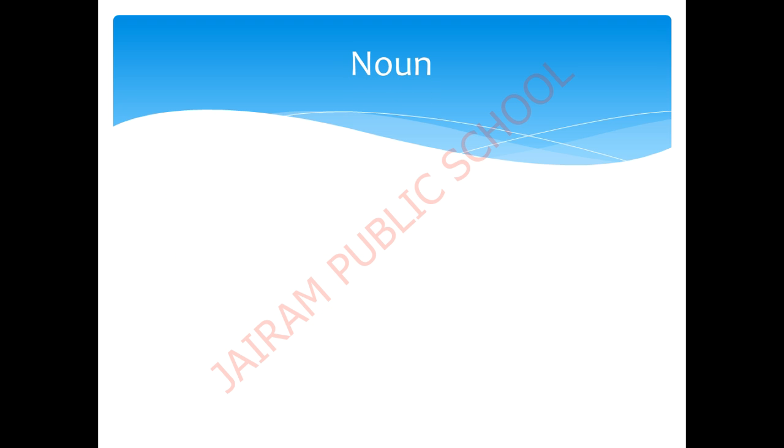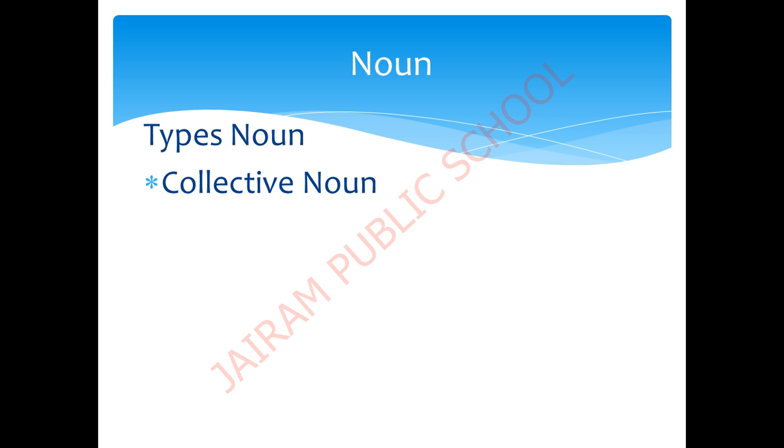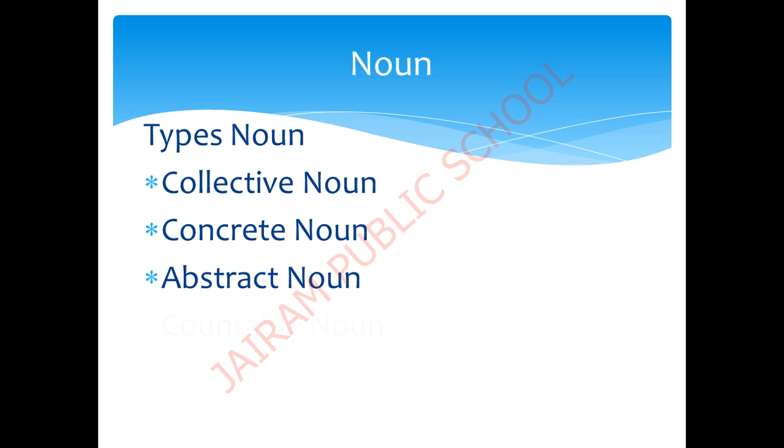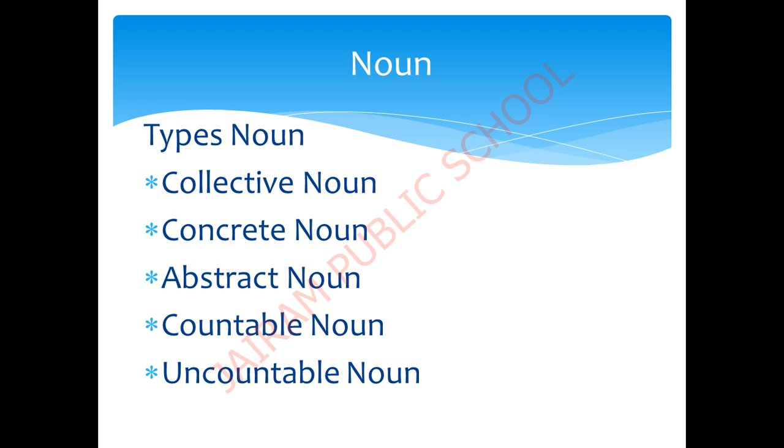In noun, we have some types. Let's see what the types of noun are. Collective noun, concrete noun, abstract noun, countable noun, and uncountable noun. So, these are all the types of noun.